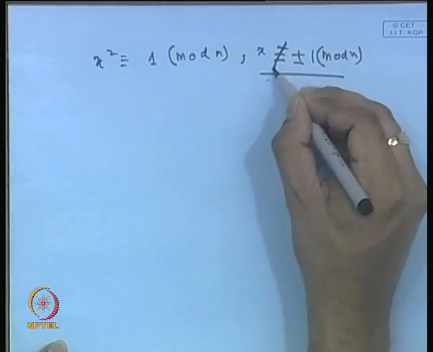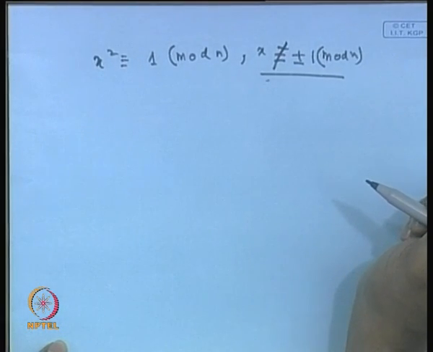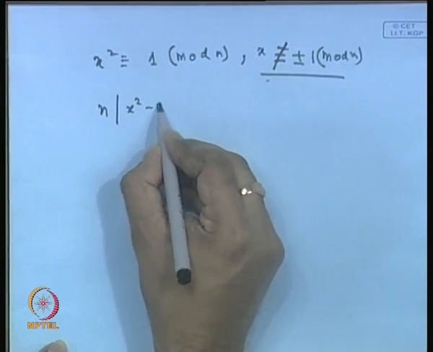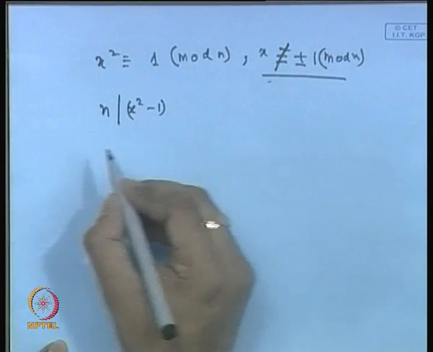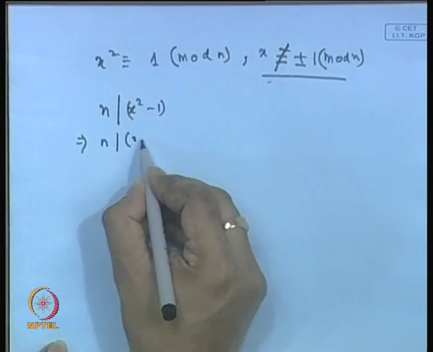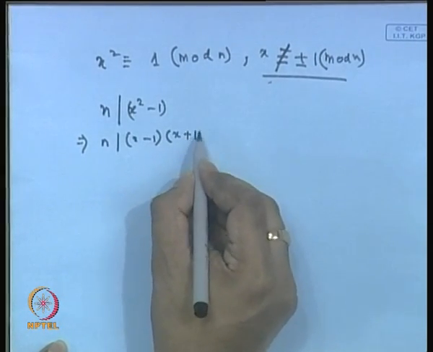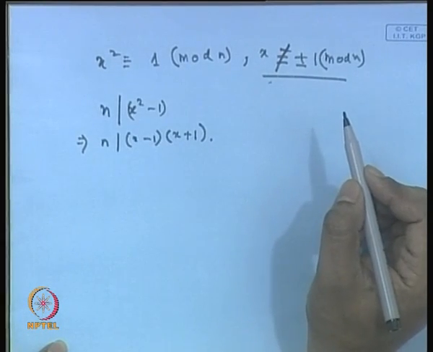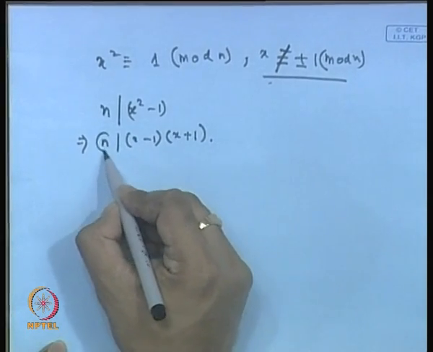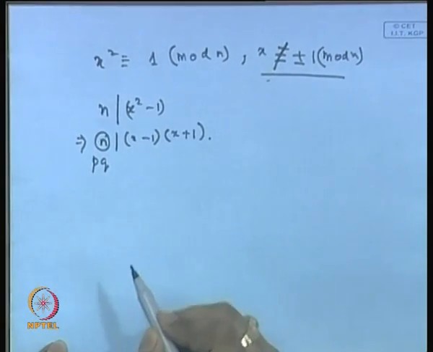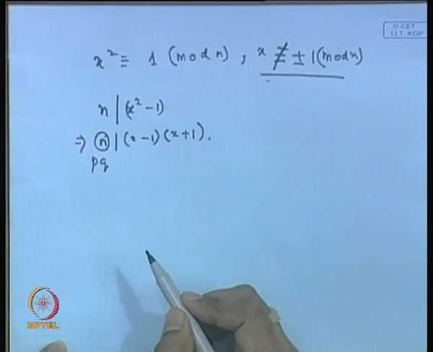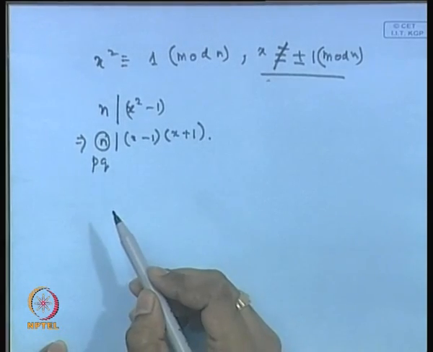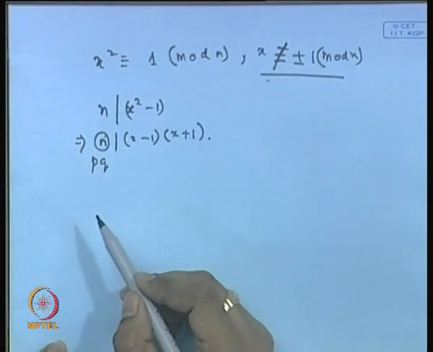So, x is not congruent to plus or minus 1 mod n. From here you know that n divides what? x squared minus 1, right. Therefore, n divides (x minus 1) times (x plus 1), but you know that n does not divide x plus 1 or x minus 1. So, what can you say? n is the product of 2 primes p and q. So, suppose p divides x minus 1 and q divides x plus 1, right.